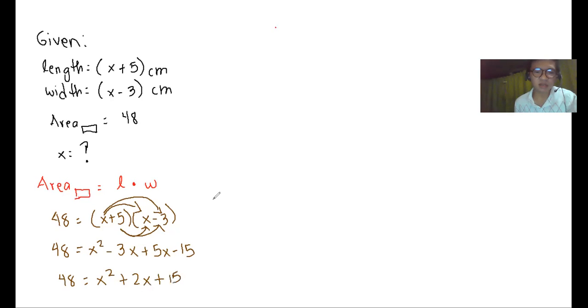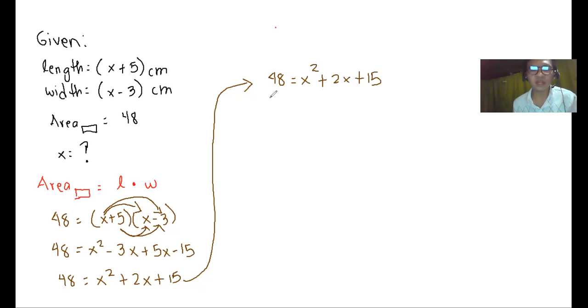All right, let's continue here. So we have 48 equals x squared plus 2x minus 15. Since we are gearing toward factoring, we need to transfer 48 to the other side, leaving 0 equals x squared plus 2x. Oh, sorry, 15 should be negative. Sorry. It should be negative. Okay. So we have minus 15.